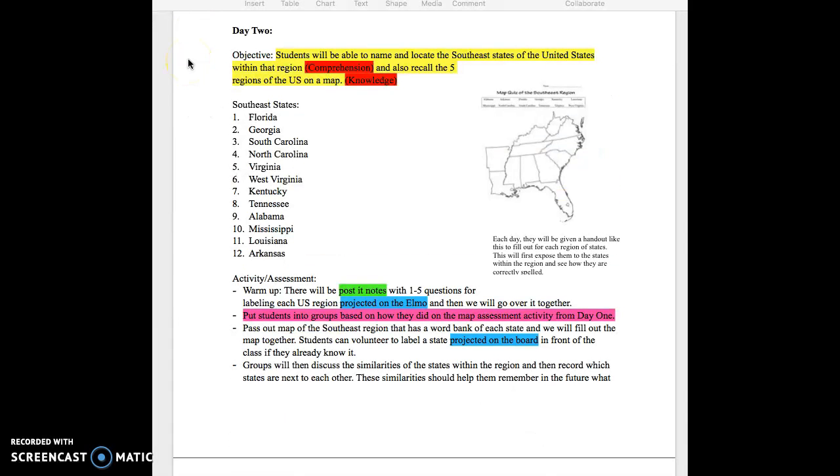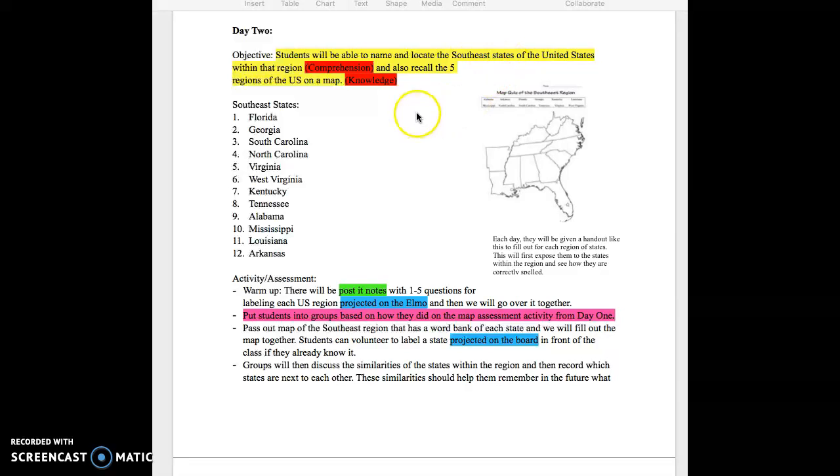So days 2 through 6 are going to look very similar because their objective is going to be almost identical. It's just that this is going to be different every single day, whether it be Southeast, Southwest, Northeast, they're all going to be different. Not only are they going to be recalling the regions, but they're also going to be recalling all the other states that they learned about.